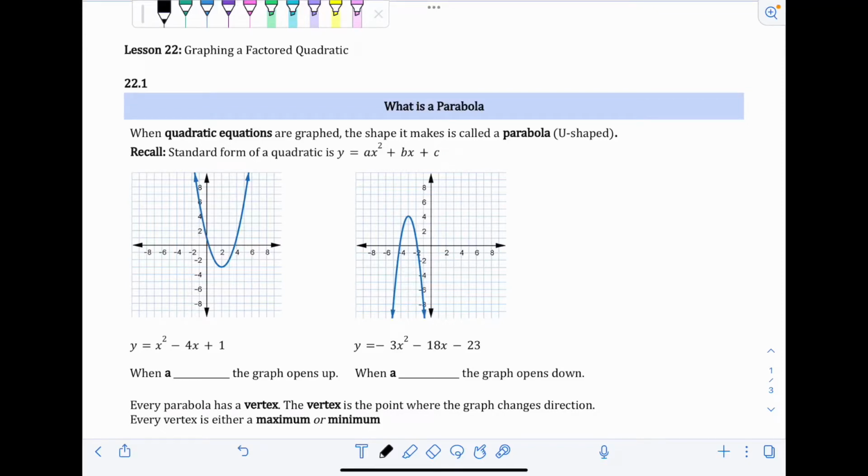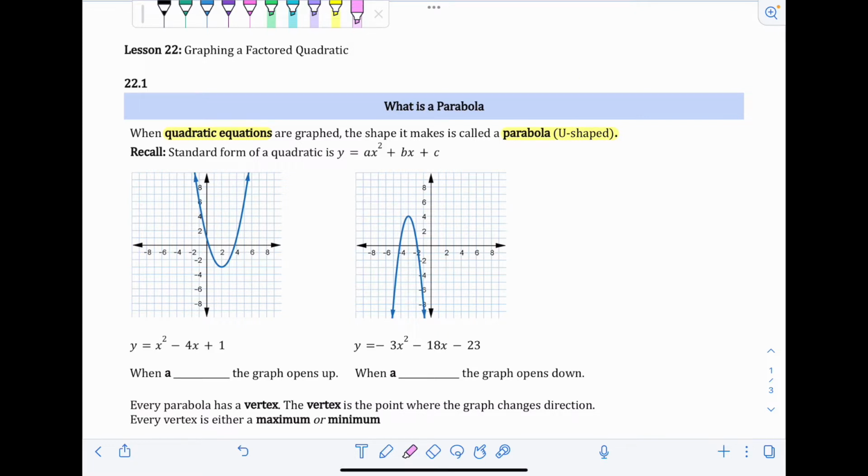Lesson 22 is graphing a factored quadratic. Before we get into the actual graphing part of it, we're just going to talk about what a quadratic graph actually looks like. In 22.1, we introduced the concept of a parabola. When quadratic equations are graphed, the shape it makes is called a parabola, which is kind of like a U-shaped graph. We're going to skip the little recall section for now.